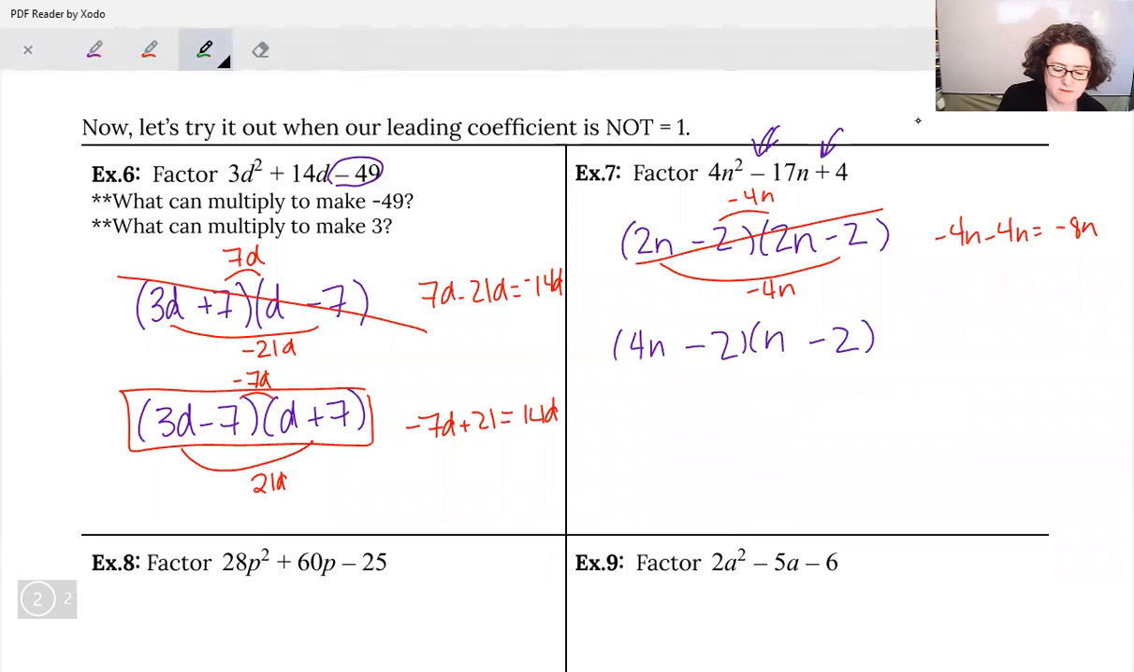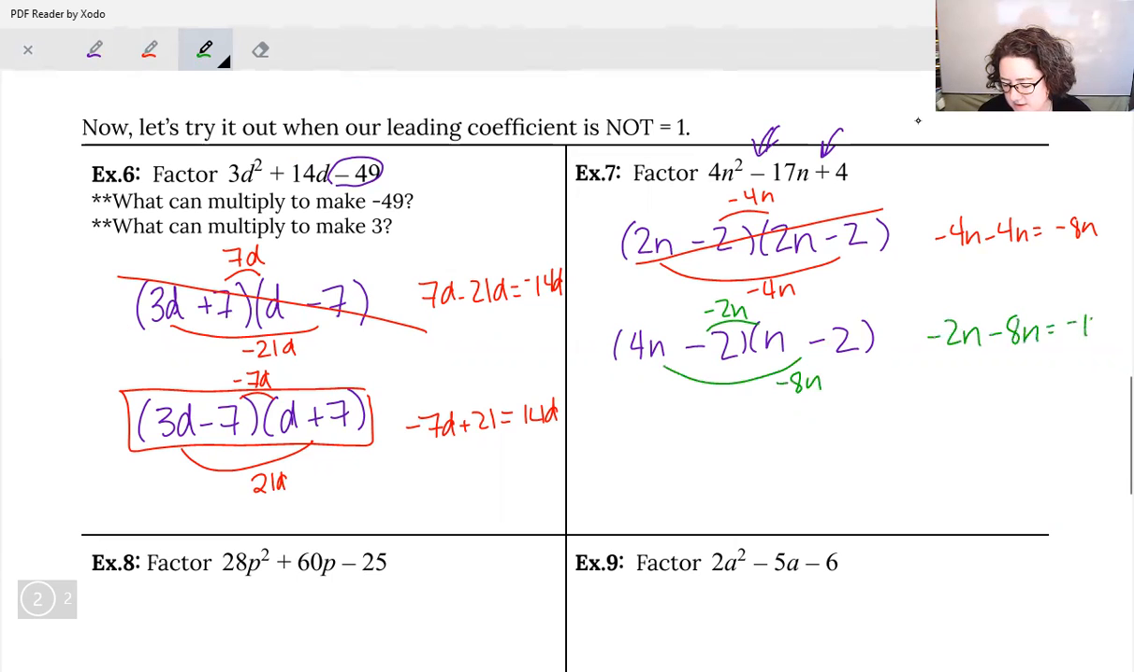So again, double check it. I'm going to do green this time. So negative 2n and negative 8n. So negative 2n minus 8n gives me a negative 10n. Closer, but not quite. So what's the only other thing that we could play around with?